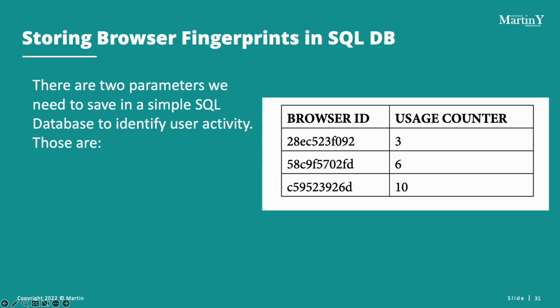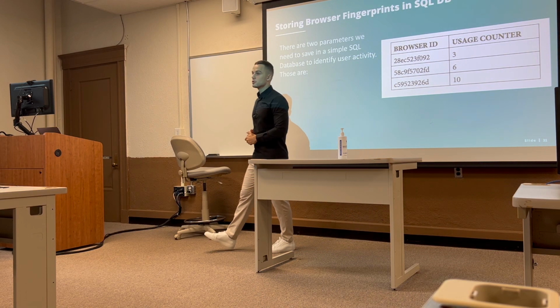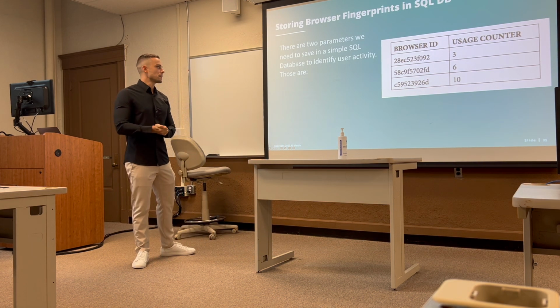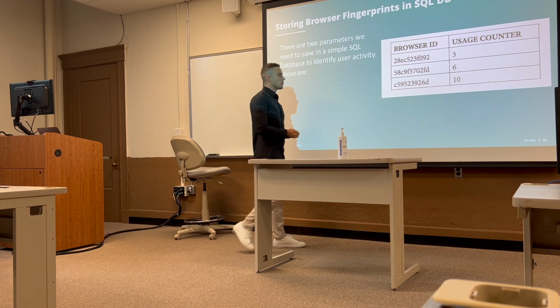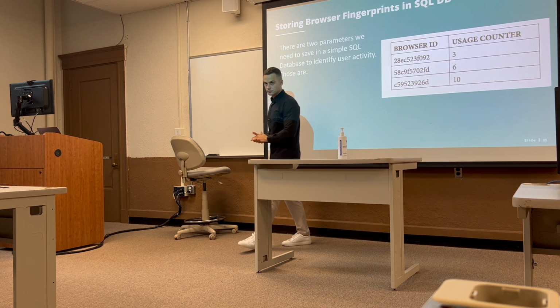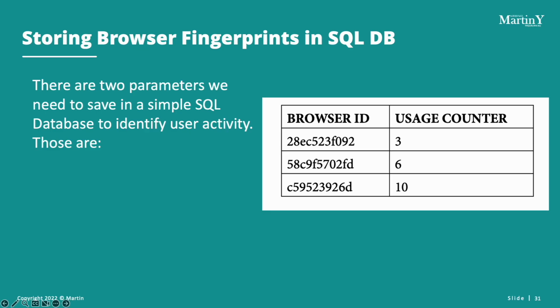Then I will create a usage counter. This will be a variable that tracks how many times the user used our application and called the ChatGPT API. And then I will collect them into a very simple database. Okay, it's nothing too complicated. It's the most simple version of a database. So we're going to have a browser ID and then a usage counter. And we're going to use both of those parameters to identify people and how many times they use the app.